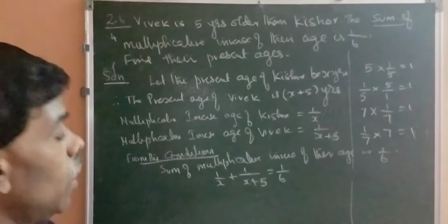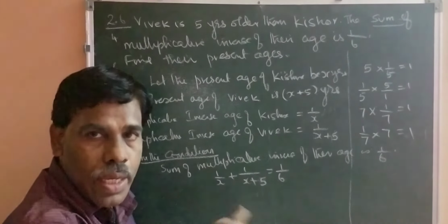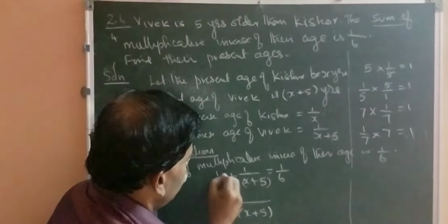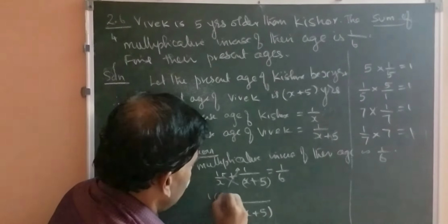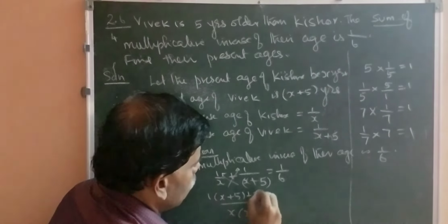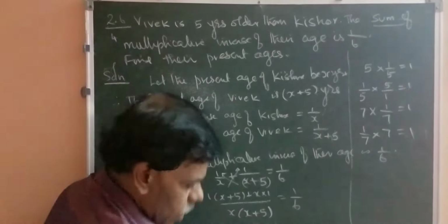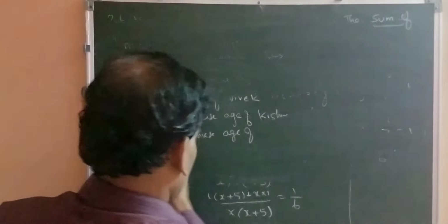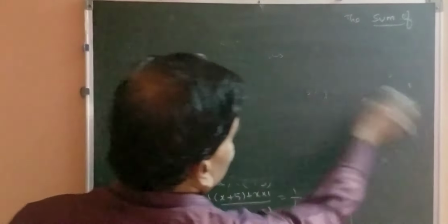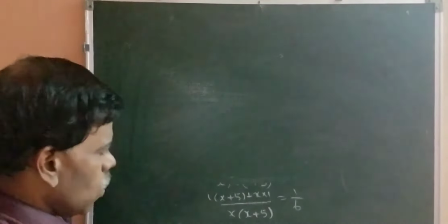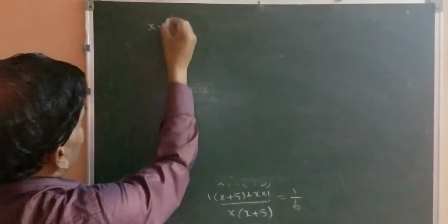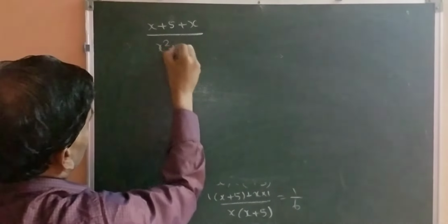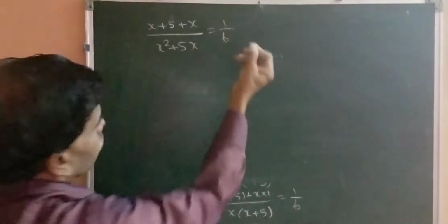Now what you have to do is simplify this to get the quadratic equation. So what you will do is take the LCM, X into X plus 5. So 1 into X plus 5 plus X into 1 is equal to 1 upon 6. You will expand it: X plus 5 plus X upon X square plus 5X equal to 1 upon 6.